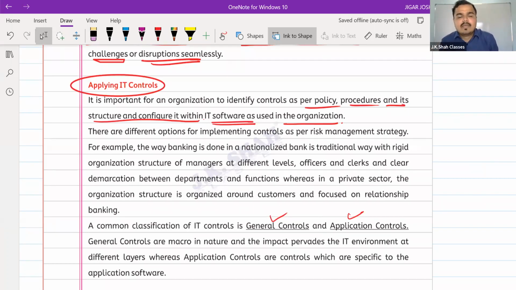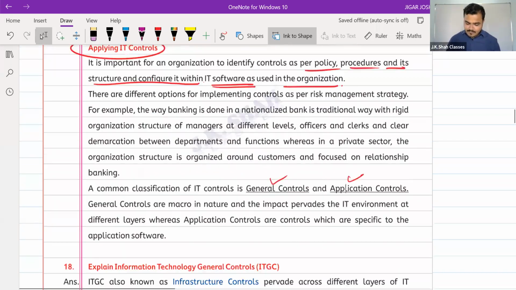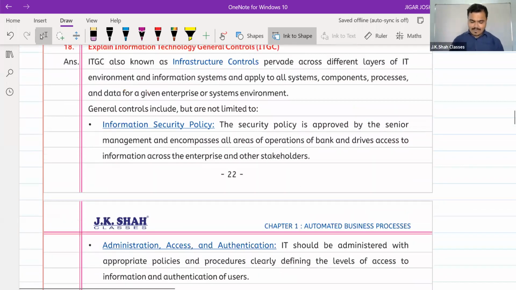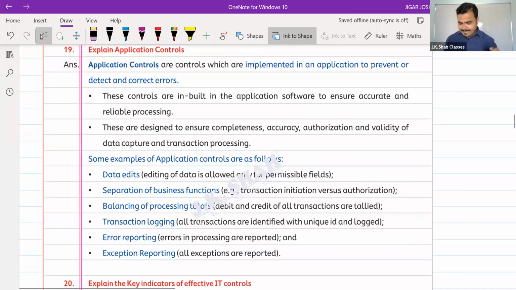And the second one is application control. Application control refers to all those controls which reside inside the application, that is, inside the software. Now we will first finish the question of application control. Then we'll take a 3 minute small break, and then we'll continue. Okay? Yes, sir.